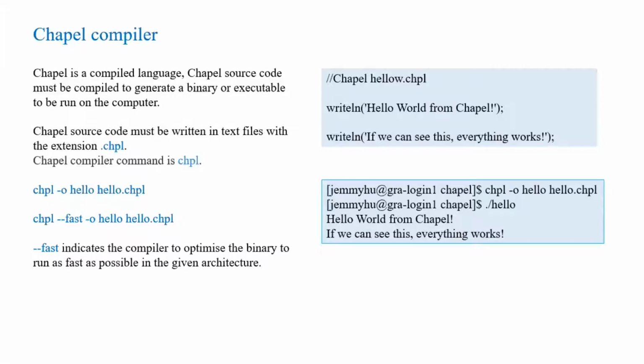And then the compiler comes with some options, like the optimizations. You can add --fast to it. So --fast instructs the compiler to optimize the binary to run as fast as possible on a given architecture. Here we have checked on our clusters. So we can compile it and run it, and this will give the results. Certainly this is a sequential code. It's a very simple one.